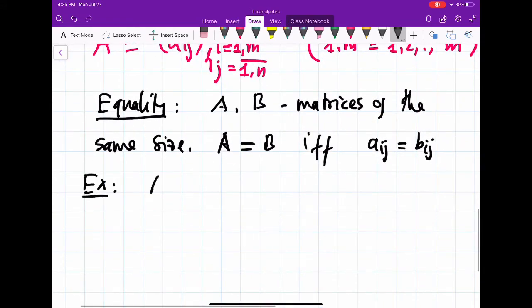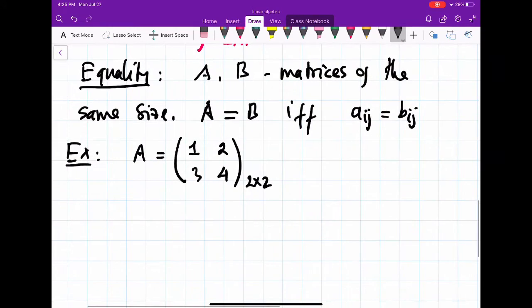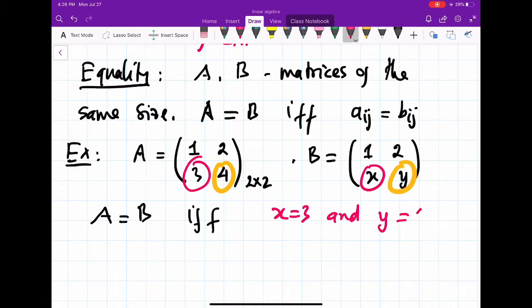Like if you have the matrix A is 1, 2, 3, 4, right? This is 2 by 2. I prefer 1, 2, 3, 4, 5, 6, for example. And you have another matrix like 1, 2, x and y. Okay, let's say this. And A is equal to B if and only if corresponding entries 3 and x are equal and 4 and y are equal, right? So I can write in here x equal to 3 and y equal to 4.